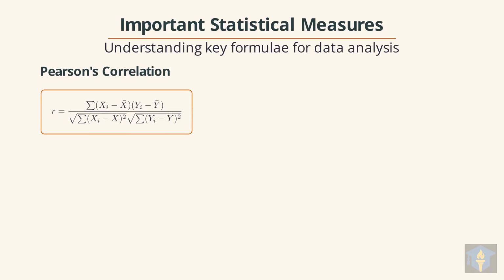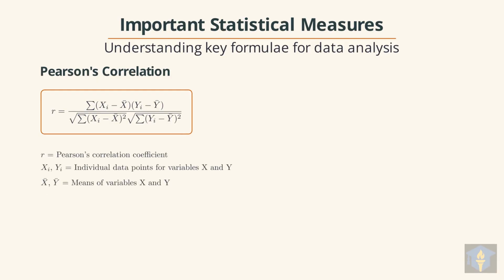Finally, let's look at Pearson's correlation for understanding relationships between variables. The formula for Pearson's R involves comparing how x sub I and y sub I deviate from their respective means. R here stands for Pearson's correlation coefficient, indicating the linear relationship's strength. X sub I and y sub I are individual data points for the two variables, x and y. X bar and y bar represent the respective means of variables x and y.